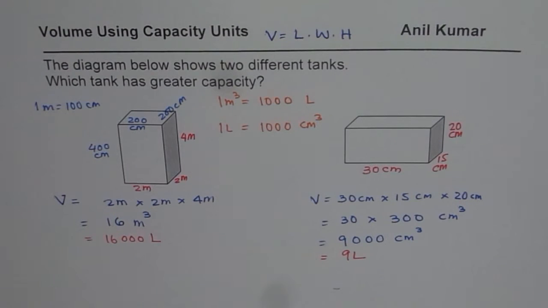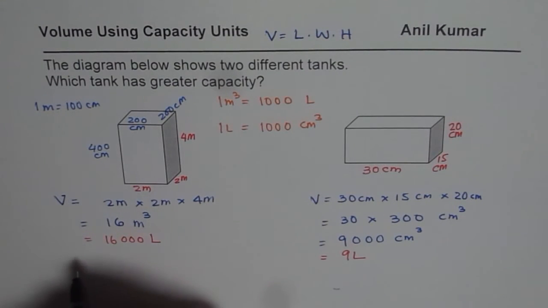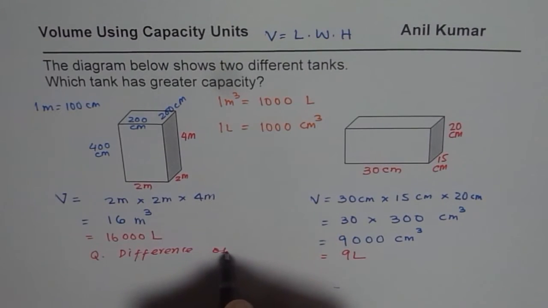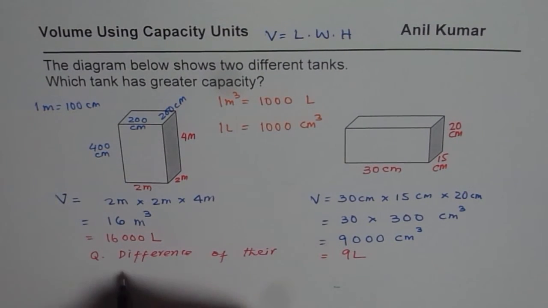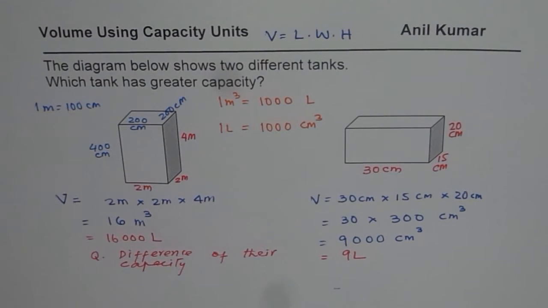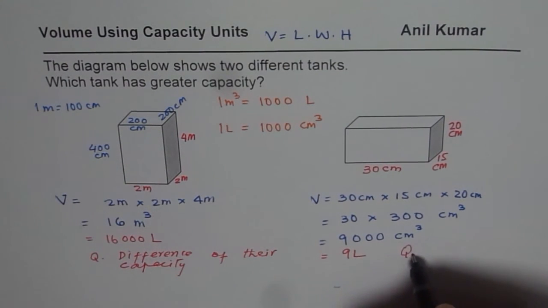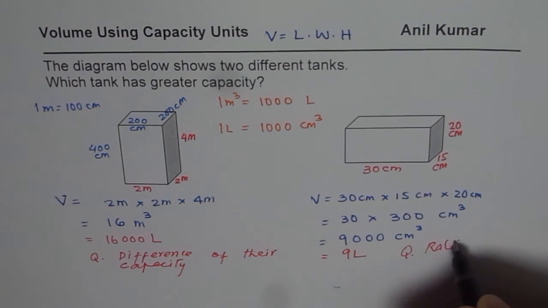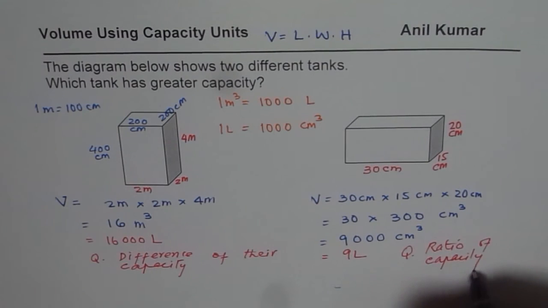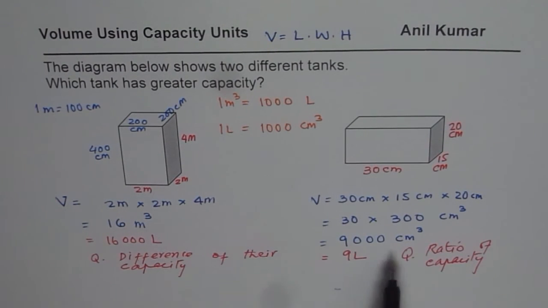Now, as an additional question, what you can do is you can find difference of their capacity, right? That is one thing you could find. And some of you could have the second question, that is ratio of their capacity. So ratio means one divided by the other, right? Difference is the difference, one takeaway from the other, right?